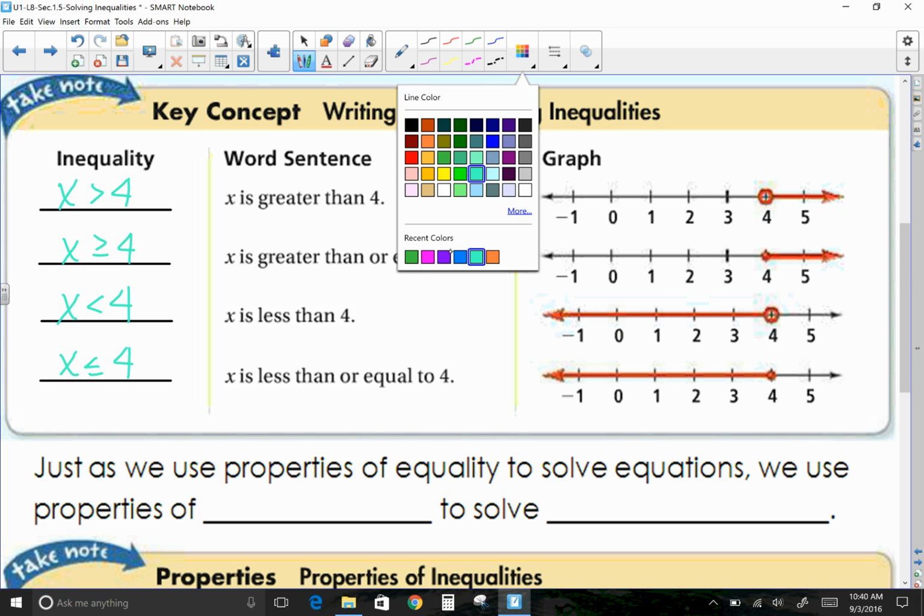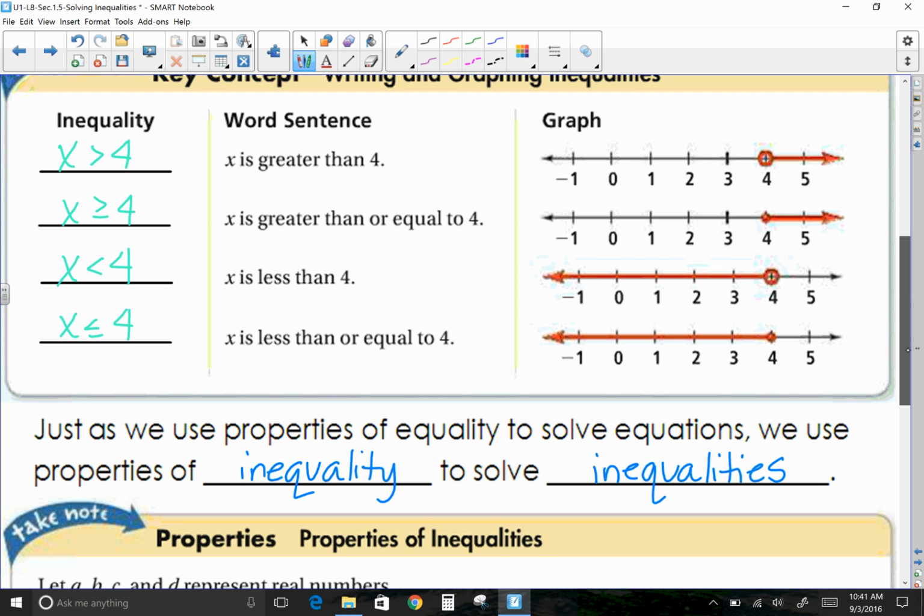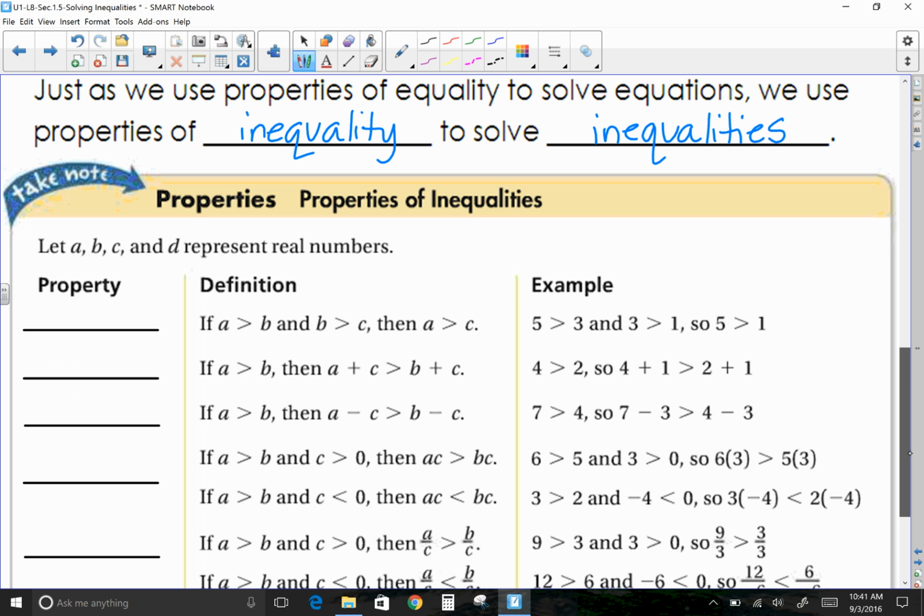Okay, now, just as we use properties of equality to solve equations, we use properties of inequality to solve inequalities. So I am going to talk about the properties, and unlike geometry, when you use them, you don't have to justify each step and tell me the name of the property, but I want you to be familiar because you will probably see this again at some point.